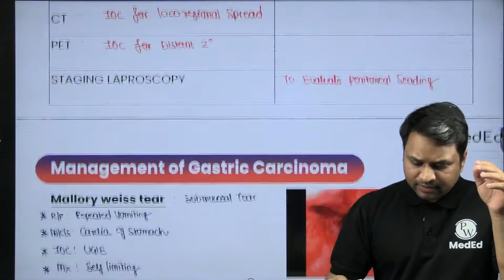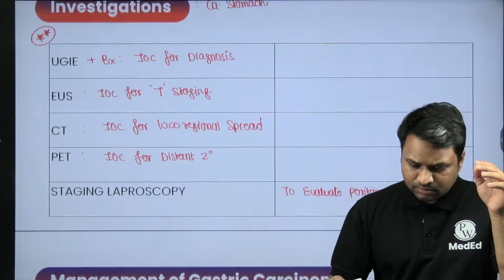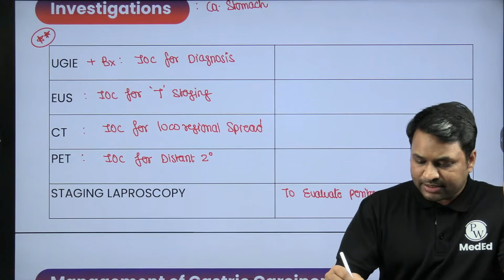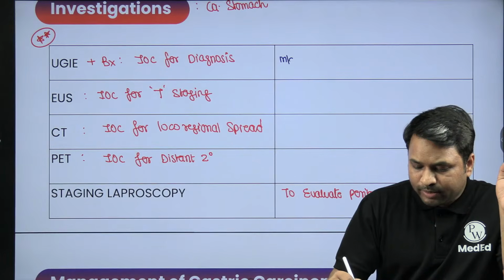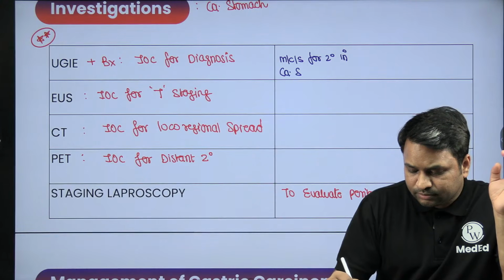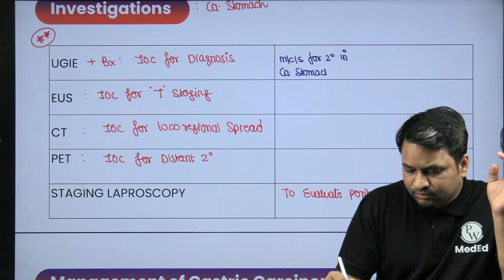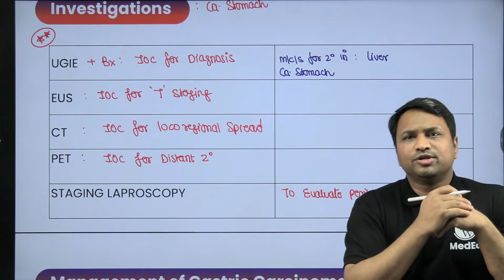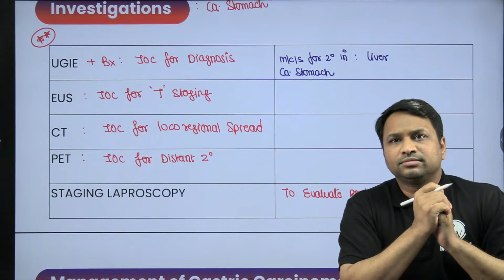What about the liver, beta? The most common site for secondaries is the liver, beta. If you are asking what is the most common site for secondaries in carcinoma stomach, then the answer is going to be liver. The entire GIT, because of portal circulation, will spread to liver.